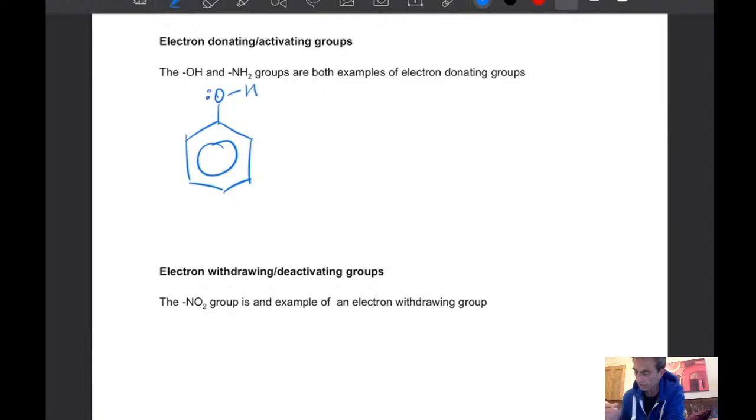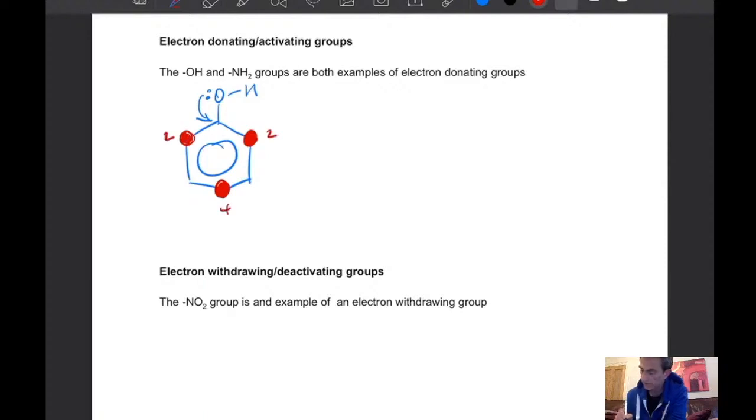So I'm just going to draw a double dot there for the lone pair. This pair of electrons basically falls into the ring, delocalizes into here. And what it does is it creates hotspots around the ring, and it creates a hotspot here at position 2 and here at position 4. Now obviously I'm going to put that in as well because they're technically both position 2, aren't they?